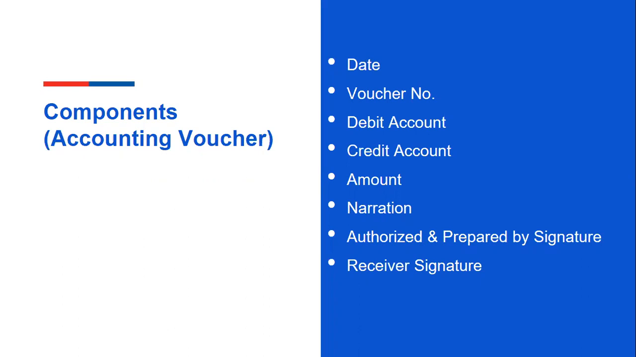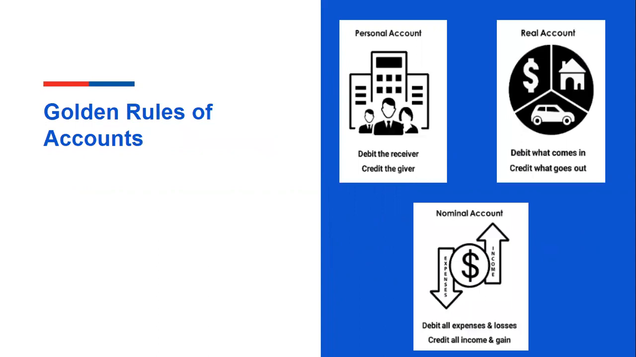And what is a debit account and a credit account? For this you have to learn the golden rules of accounts. Let me explain the golden rules of accounts: personal, real, and nominal. This is the most important rule of accounting. If you want to record an accounting transaction, you have to learn these golden rules. In accounting, there are three types of accounts: personal, real, and nominal.